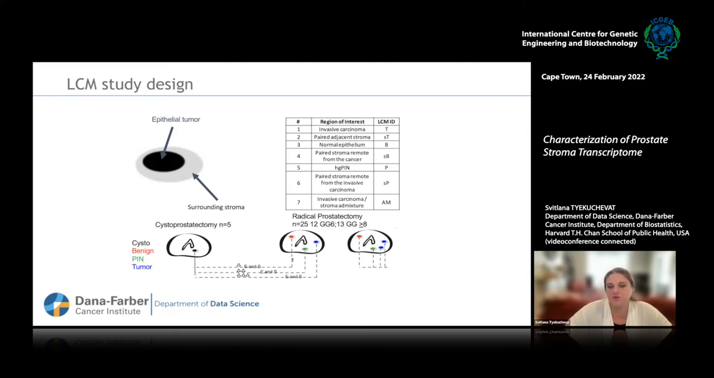We performed all possible pairwise comparisons to understand differences between tumor and stroma, differences between benign epithelium and stroma, as well as comparisons between healthy tissue and the epithelium and stroma in the radical prostatectomy specimens.